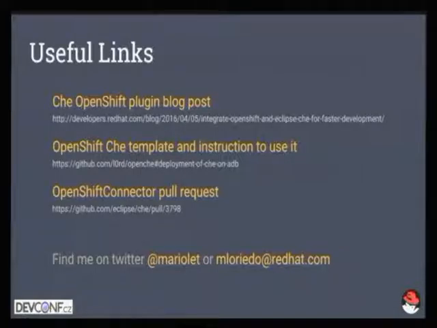So this JSON file is not yet on the upstream project, because what we want to do is extend the CLI that we saw before. We will be able to use a flag when we start it, like start dash OpenShift, and it will deploy Che on an OpenShift instance using the template. Okay, so that's it. If you have any questions, yeah.